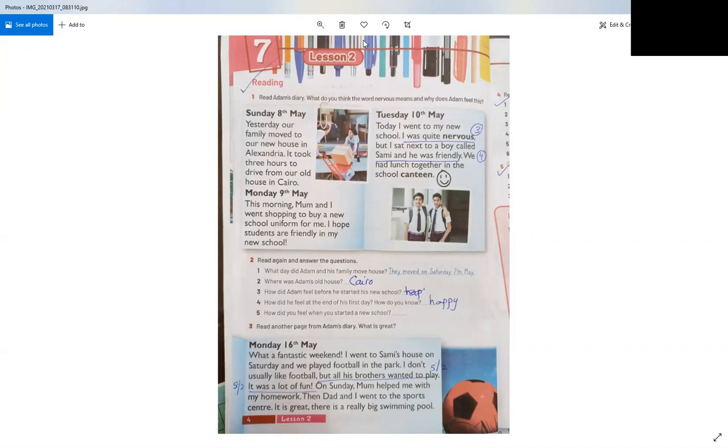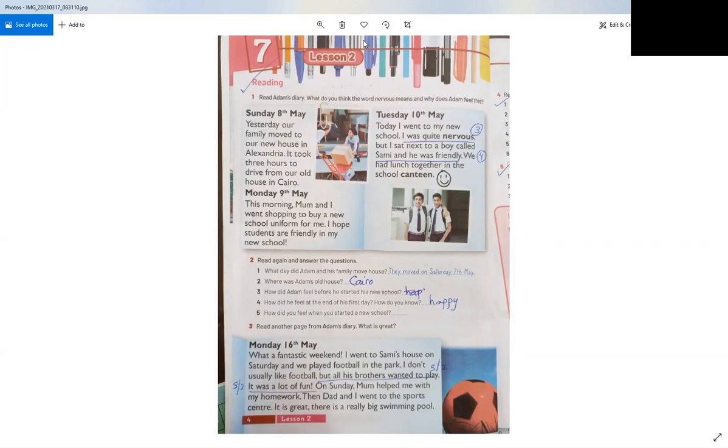So what's the meaning of nervous? Nervous means that he was not feeling comfortable. He was not feeling comfortable because he went to a new school and he had no friends at this school.